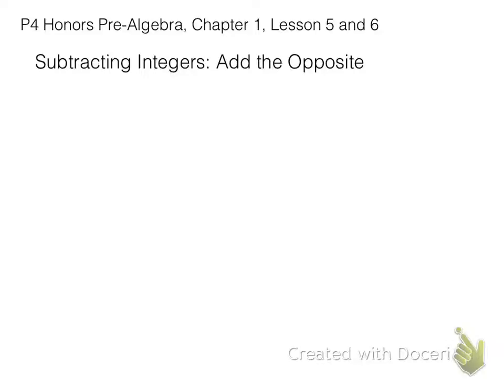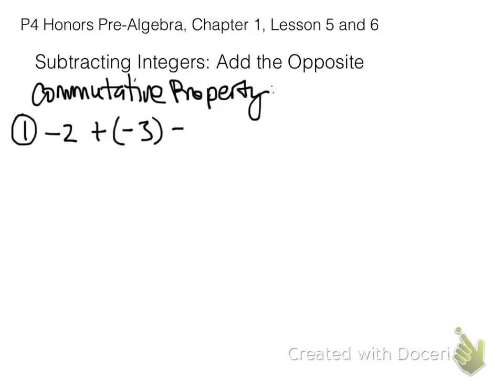Alrighty. So let's go ahead and do another problem. We're using the commutative property. Well, this number 1 doesn't really use it, but I've got another one that shows it. So, commutative problem with subtraction. Okay. So, sorry, the problem wasn't over yet. So we have negative 2 plus negative 3 minus 5.